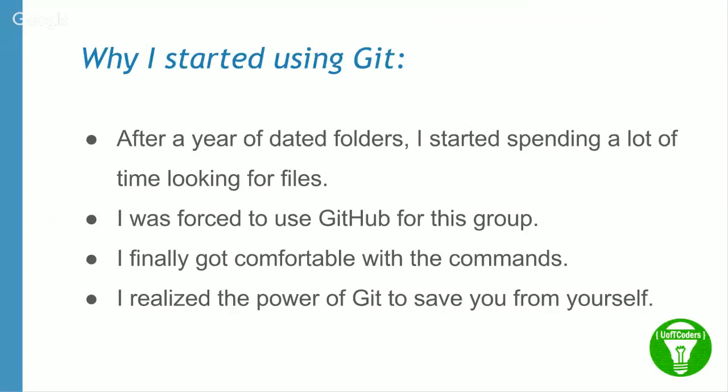And then after all this time, I finally got comfortable using some of the commands, and then I had one of those aha moments where I realized that Git saved me from a mistake. My code suddenly broke, and then I could go back to the previous version and see what change I had made that broke it. That's the standard example people give for why you should use version control. But there are many other reasons.